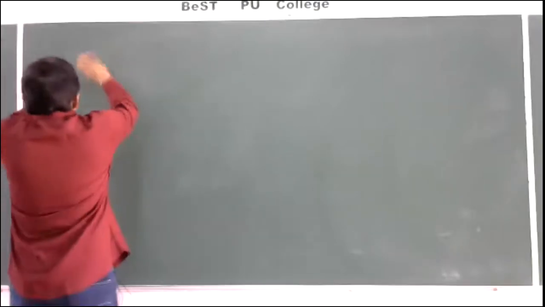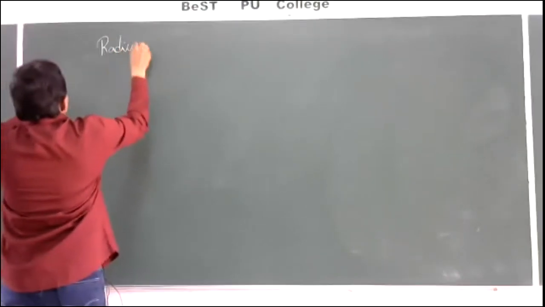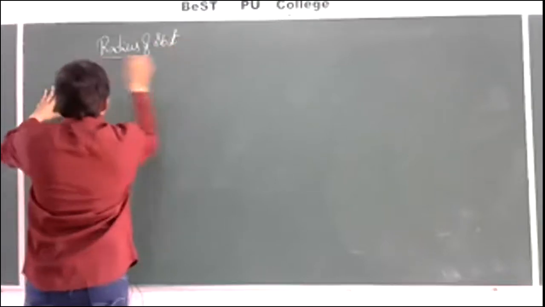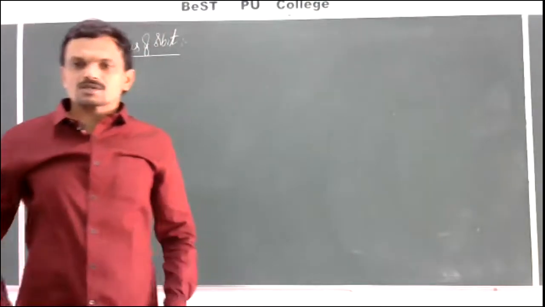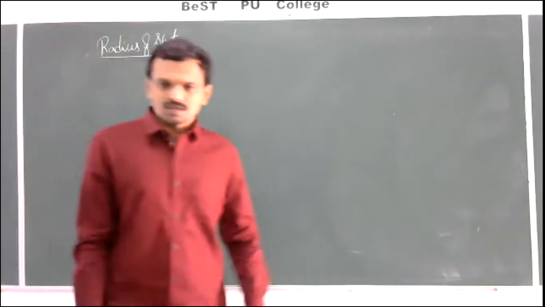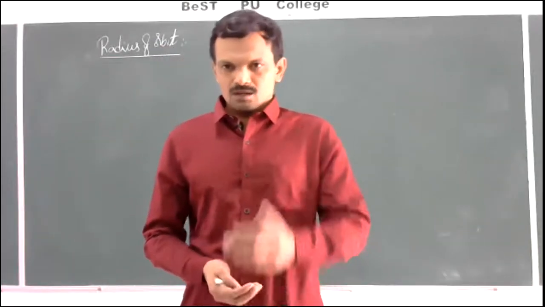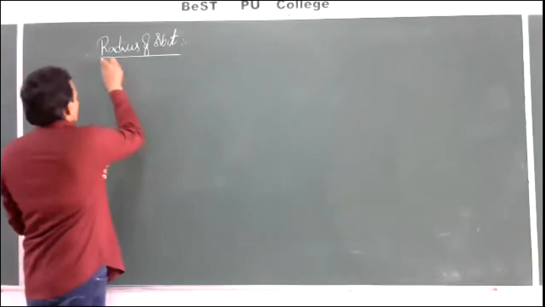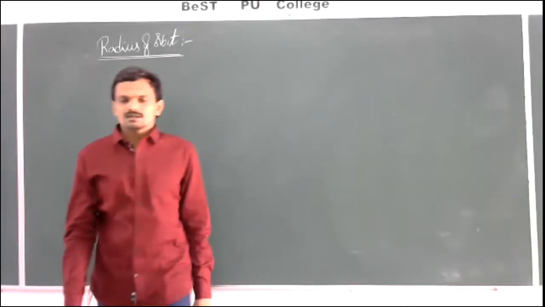First one, radius of the orbit. This concept is important for objective examinations. In NEET and JEE, they ask questions based on the energy of the electron as well as the radius of the orbit. Now let us come to the first one. What is the expression for the radius of the orbit?